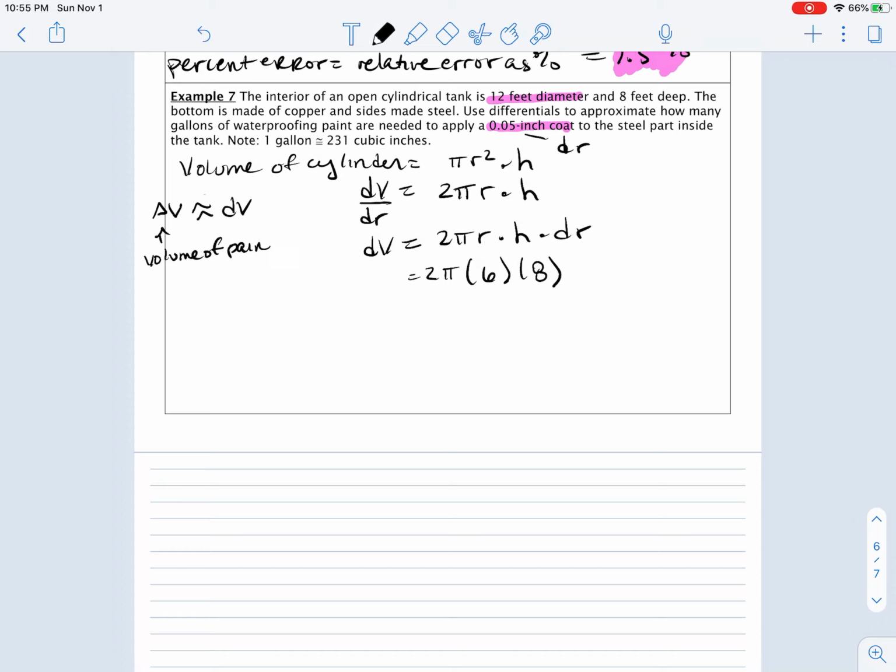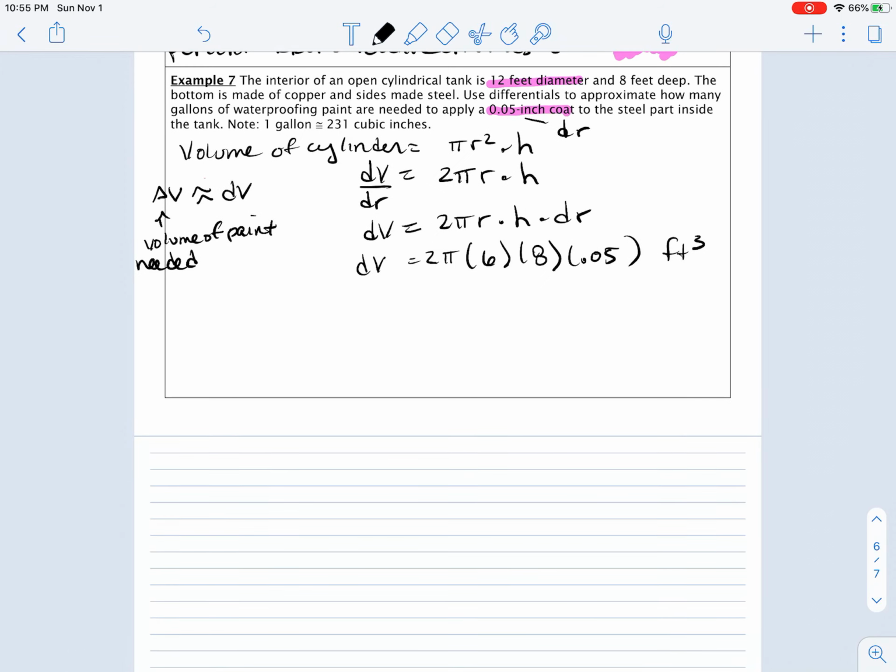And this is going to be our volume of paint needed. So just think that we approximated the volume of the interior using 12 feet in diameter, but we're going to be off by 0.05 because we're going to be painting the interior and waterproofing it. So that's the volume of paint needed, and that's why we're going to approximate the volume of paint using dV. Does that make sense? And so we're going to use our dr as 0.05. So what do we get here as our dV? And this is going to be in cubic feet, right?